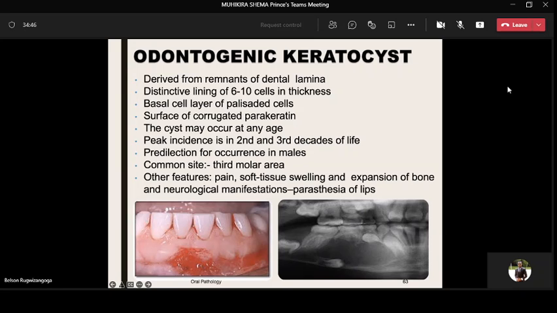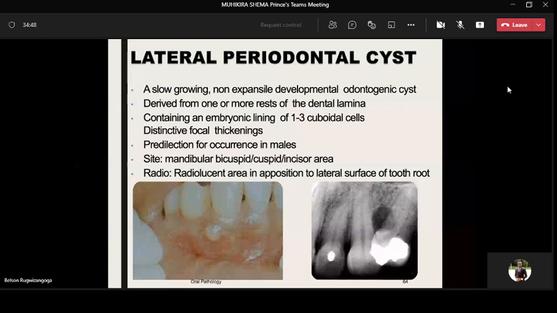So lateral periodontal cyst. This is a slow-growing, non-expansile developmental odontogenic cyst derived from one or more rests of the dental lamina, containing an embryonic lining of 1 to 3 cuboidal cells. Of course, this will be seen on histology. There will be focal thickenings, and the predilection is also in males. The site will be mandibular, with cuspid or incisor areas.